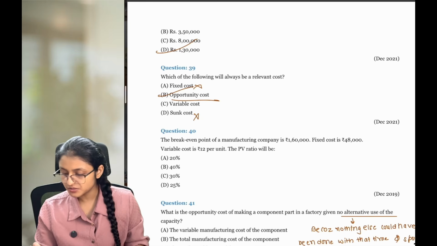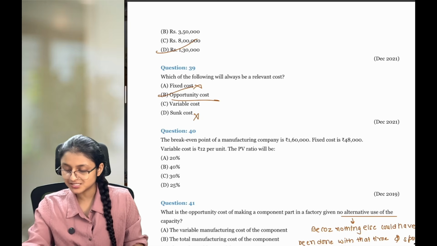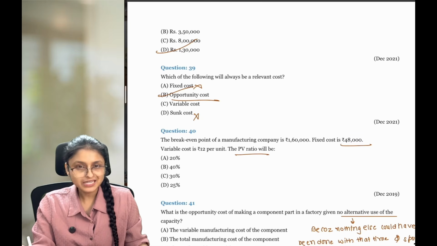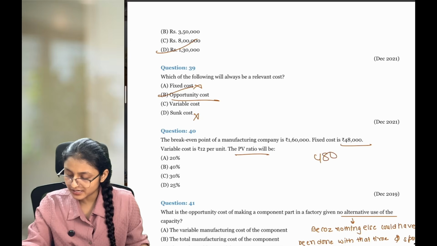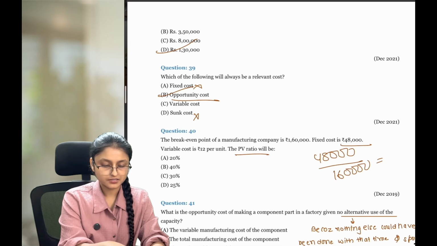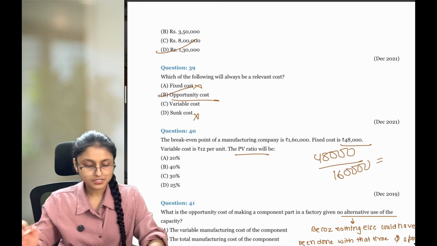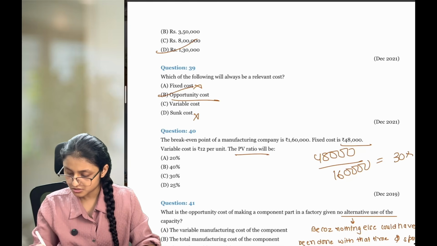The break-even point of a manufacturing company is 1,60,000. Fixed cost is 48,000. You can very easily calculate the PV ratio: 48,000 of fixed cost divided by break-even point sales. So 48,000 divided by 1,60,000 will give you 30% as the PV ratio.